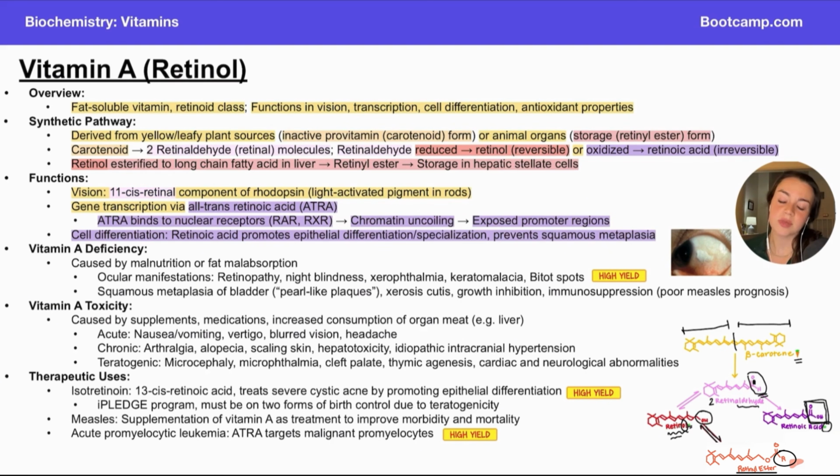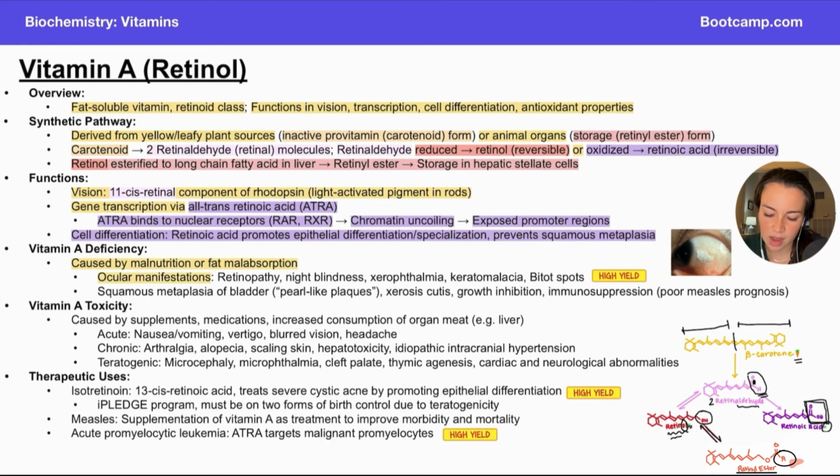So let's talk now about vitamin A deficiency. This is a fat-soluble vitamin, like we said, so it's going to be caused by malnutrition or fat malabsorption. Like we said, vitamin A is very involved in the eye, and so as you would imagine, there are going to be lots of ocular manifestations of a deficiency.